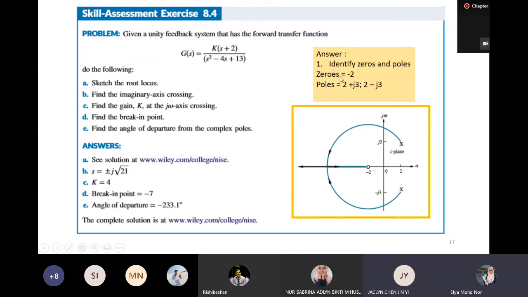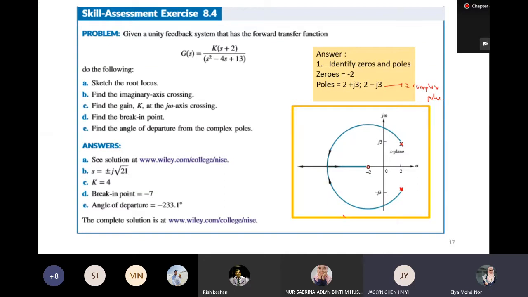Find the zeros and poles. In this case, the zero is 2, very clear. The poles, you need to solve it. When we solve it, we get 2 complex poles. So this is the sketch of the root locus. For example, the poles are 2 plus j3 and 2 minus j3, and the zero is at minus 2.